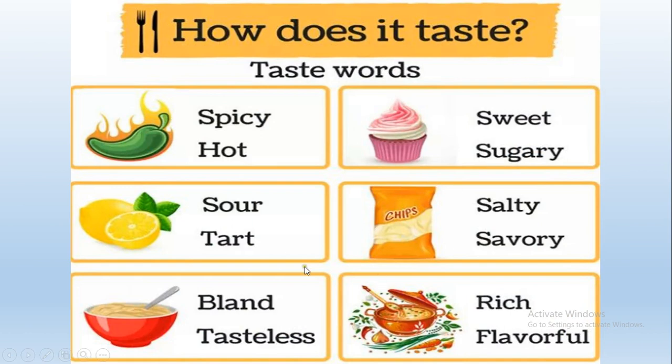So, a quick review. How does it taste? You could either say spicy or hot. If you want to say that something is sweet, you could use either sweet or sugary. If you want to say that the lemons are sour or tart, tart means also sour. Savory also means salty. Sugary means sweet. Spicy means hot. Bland, as in something that is tasteless. Rich, something is full of flavors. Flavorful. Alright, so you could use these words to describe food.